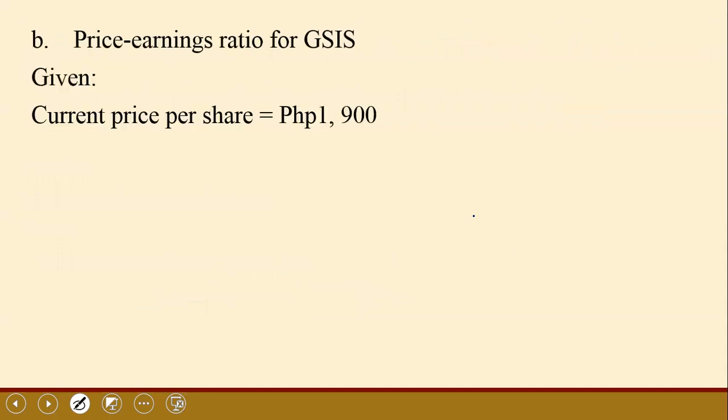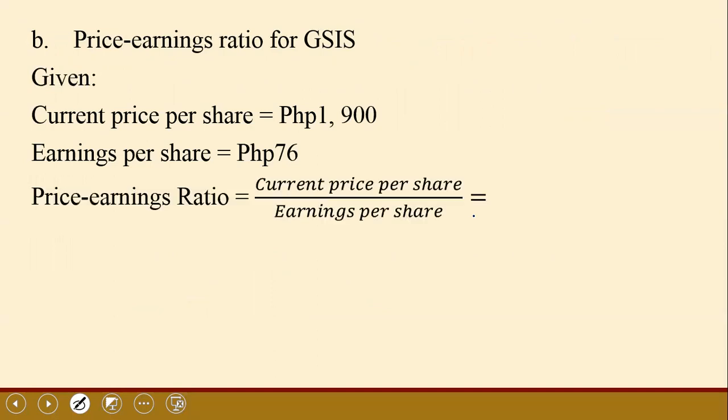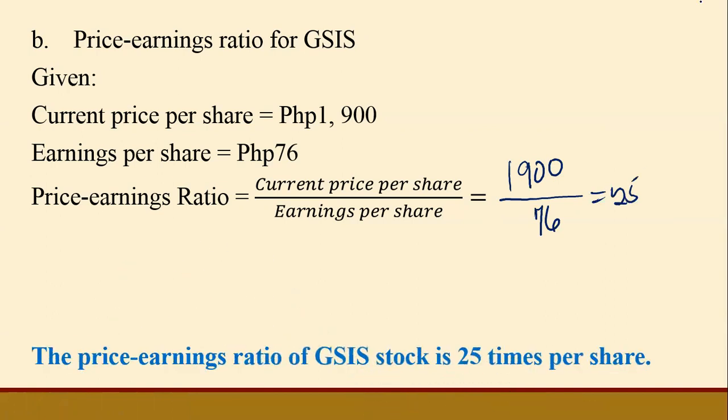And then for GSIS, the price earnings ratio for GSIS. We have the given current price per share and the earnings per share. So this is the formula. We substitute: this is 1,900 over 76, or 1,976 in the transcript, so this is 25. Okay, so the price earnings ratio of GSIS stock is 25 times per share.